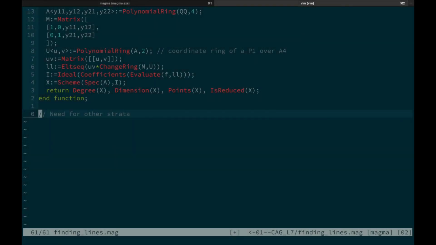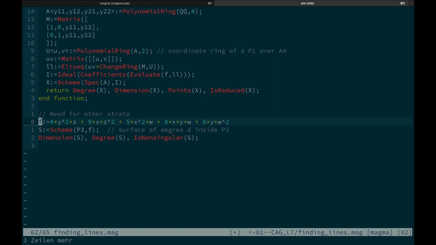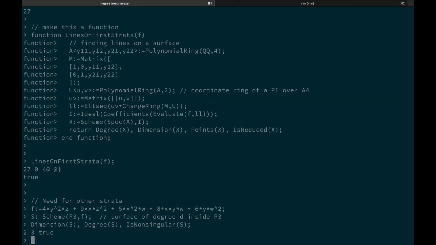So far, I've been operating only on the generic affine chart of a Grassmannian, and this means that if there were lines inside of the complement of this affine chart, then I would be missing them. And let me give you an example of a surface that has this property. So f, again, is a cubic, and I construct the surface S, just checking that the dimension, degree, and the fact that it's non-singular is true. Okay, so it's indeed a surface, it has degree 3, it's non-singular.